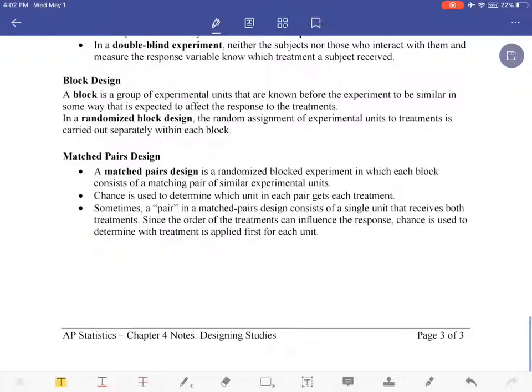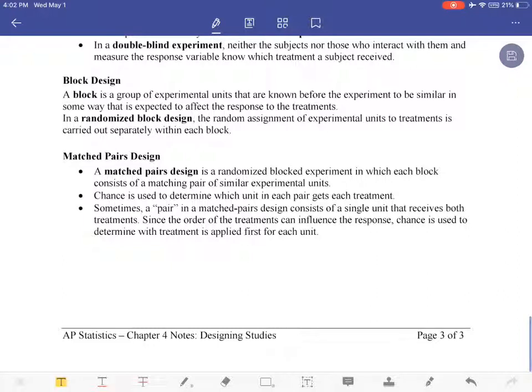So for example, with our height example, a matched pairs test, we want to do a before and after height, right? So we'd have 2 similar individuals, experimental units that we could compare. The before height and the after height for each person. So you could have a before and after for each individual, which would make it matched pairs. Or you can match up individuals that are similar with the different treatments.